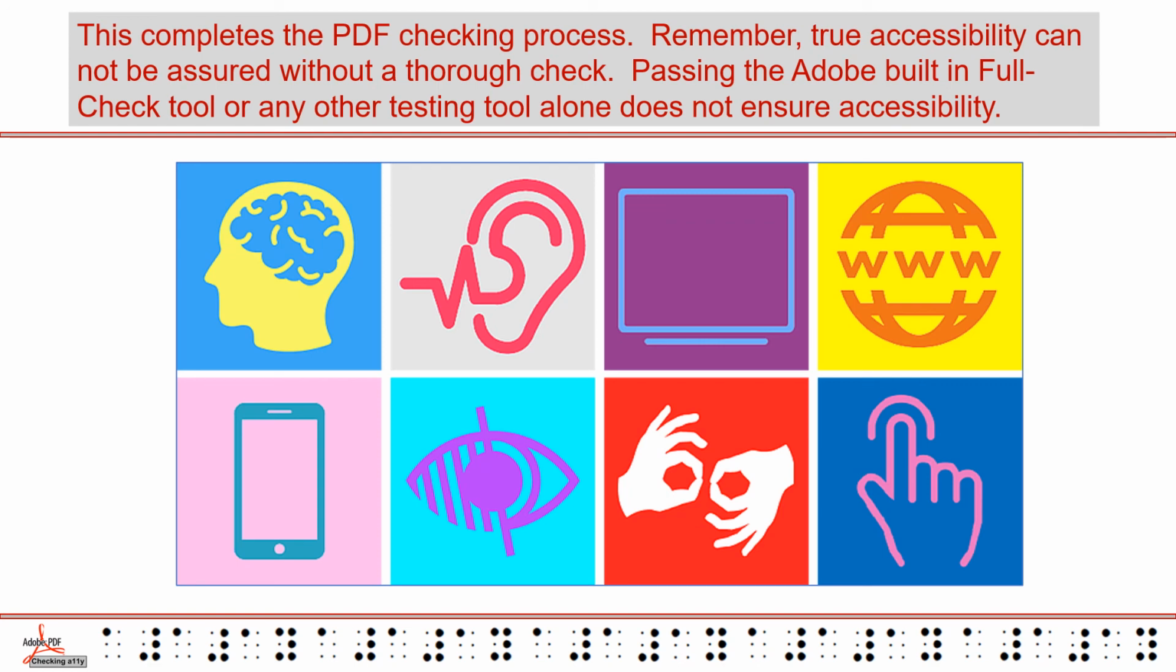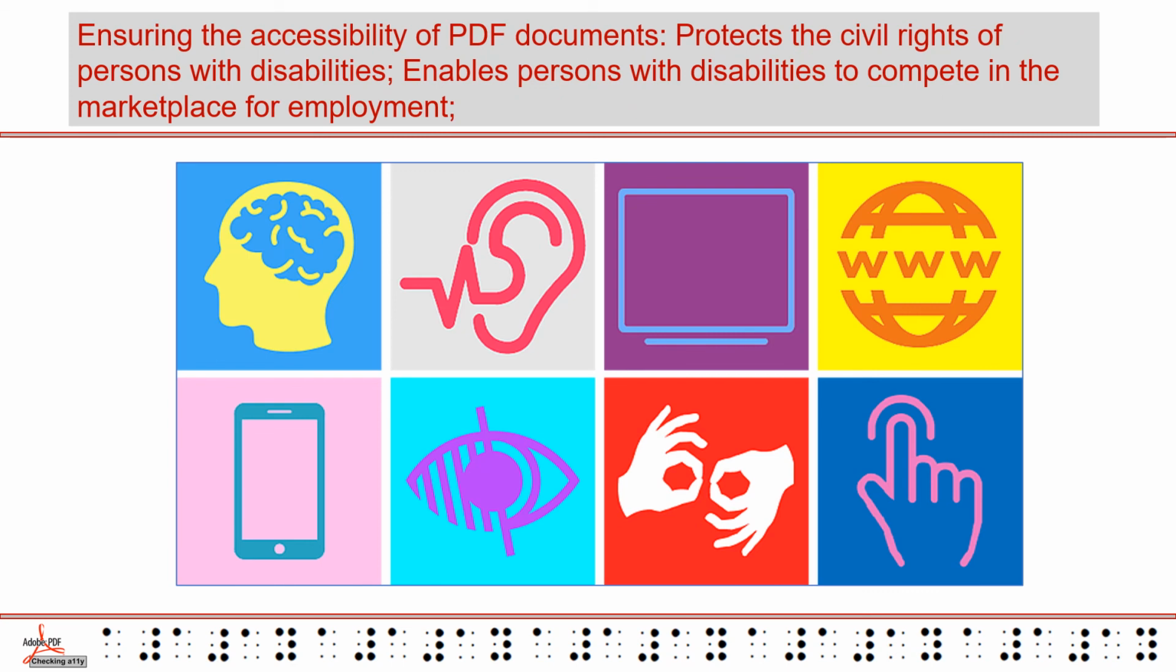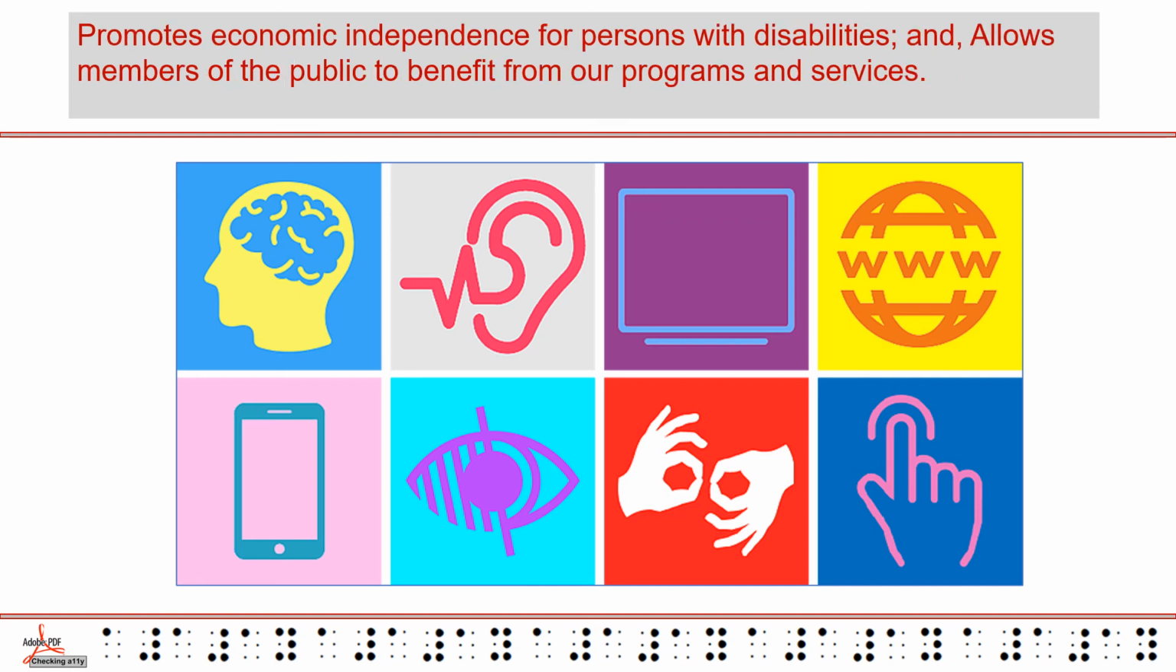Remember, true accessibility cannot be assured without a thorough check. Passing the Adobe built-in full check tool or any other testing tool alone does not ensure accessibility. Ensuring the accessibility of PDF documents protects the civil rights of persons with disabilities, enables persons with disabilities to compete in the marketplace for employment, promotes economic independence for persons with disabilities, and allows members of the public to benefit from our programs and services.